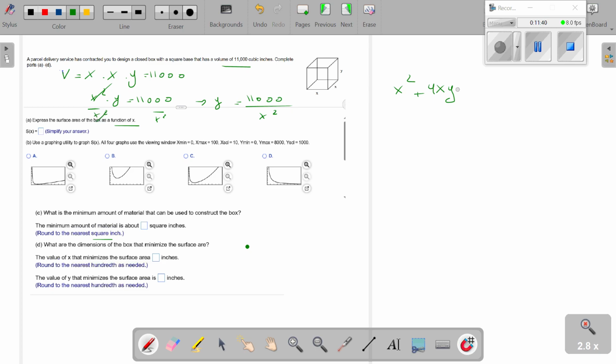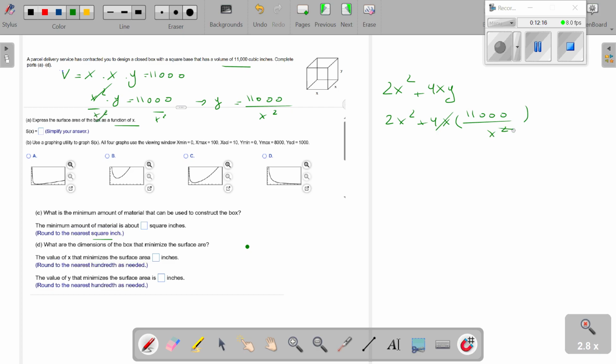However, we have y here, but we need to write that as a function of x. So change the y using this expression that we just found. So this will be, oh, and also I forgot that on the top and the bottom we have 2 surfaces, so I have 2x squared, 2 squares here. So the equation will be 2x squared plus 4 times x, and the y is 11,000 divided by x.